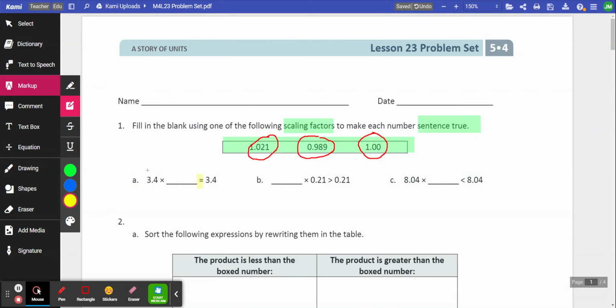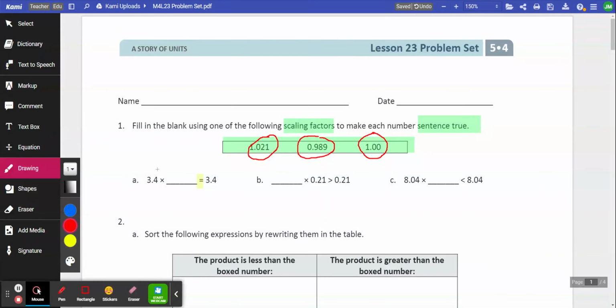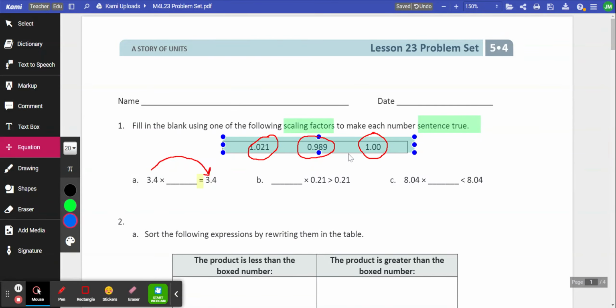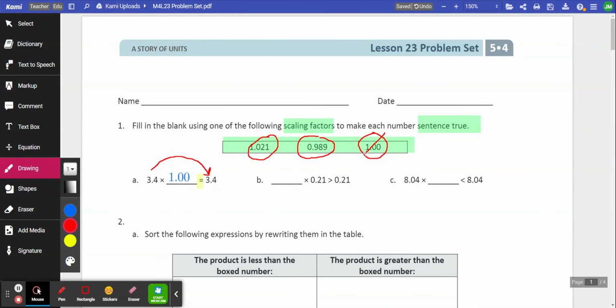Now, to make this true, because we have 3.4 and the product is 3.4, we need a number 1. A 1 is the only number that will make this sentence true. So we're going to use that 1 in there. That will be the answer for this one, 1.00, or 1, or 1.0. It will work the same and make the sentence true. So we're going to eliminate 1 here.